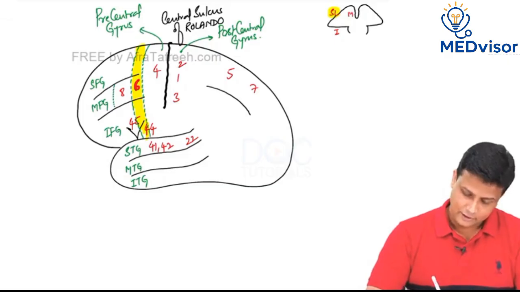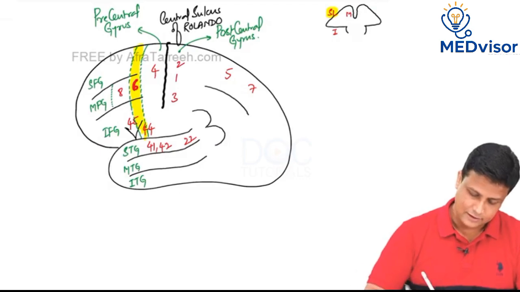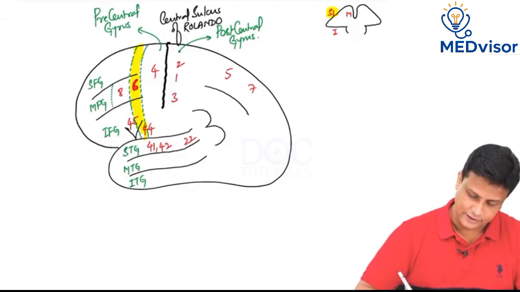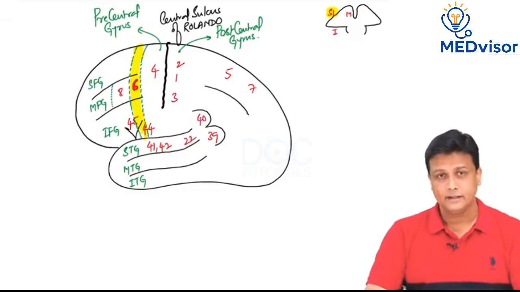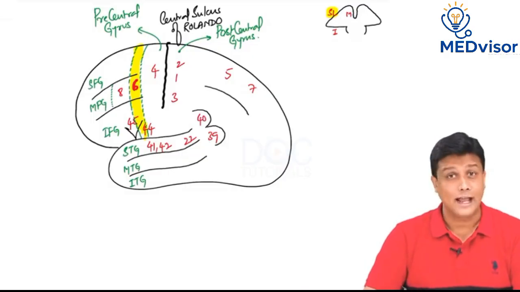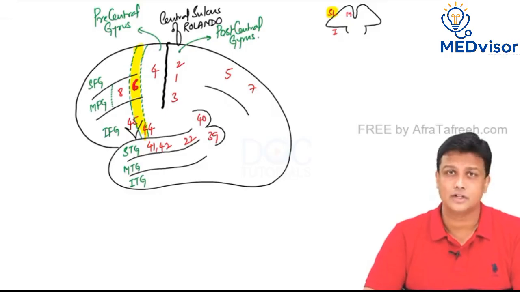Apart from that, you also have 2 more gyri here. In this gyrus you'll have area number 39 and area number 40. Area number 39 is present in the angular gyrus, whereas area number 40 is present in the supramarginal gyrus.